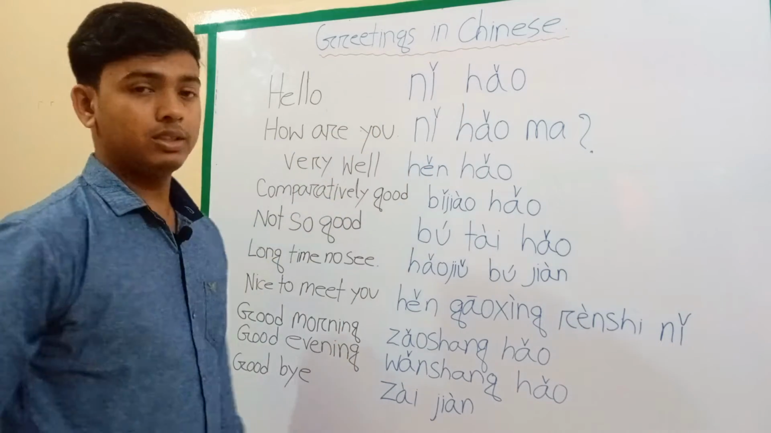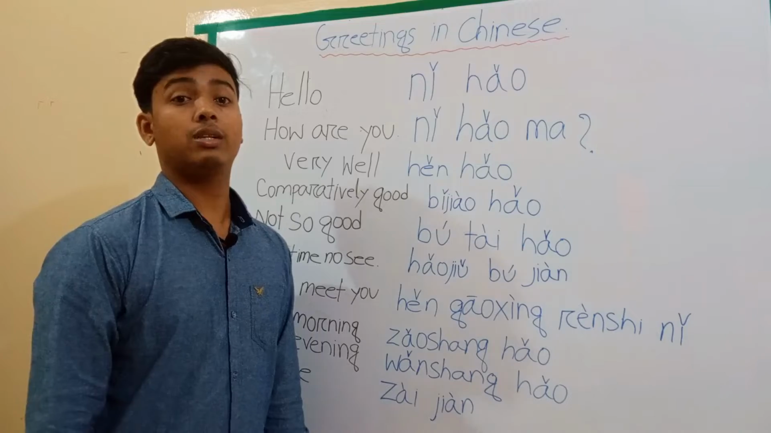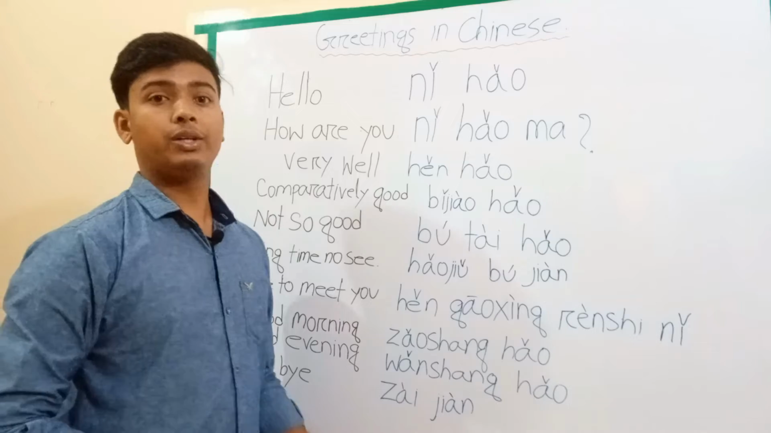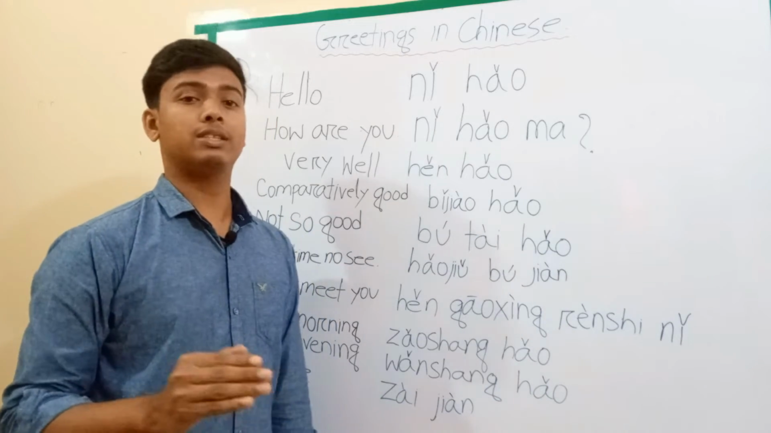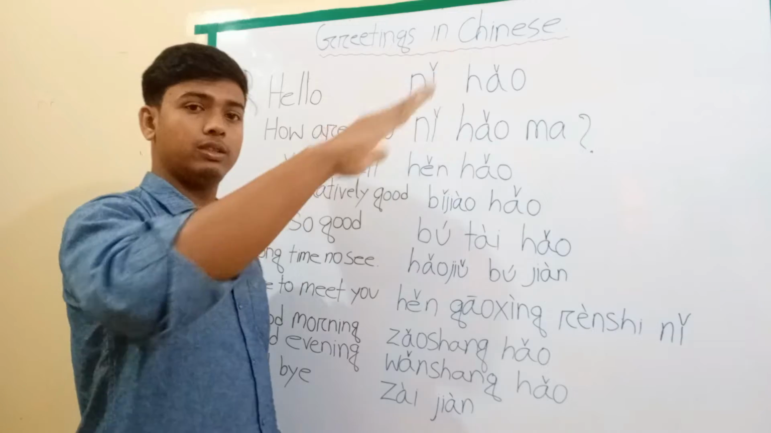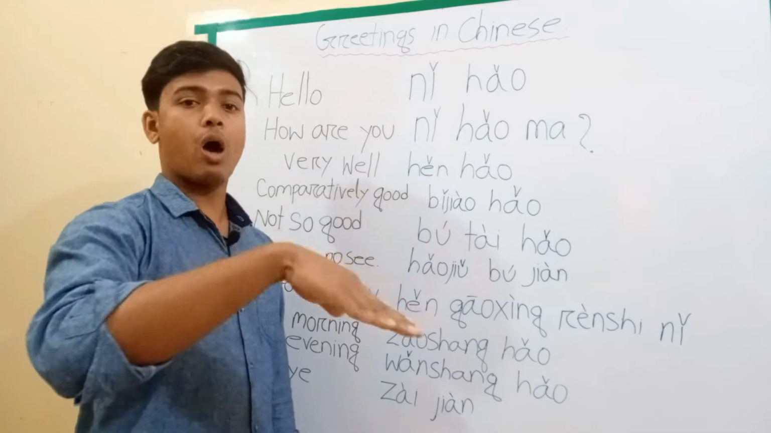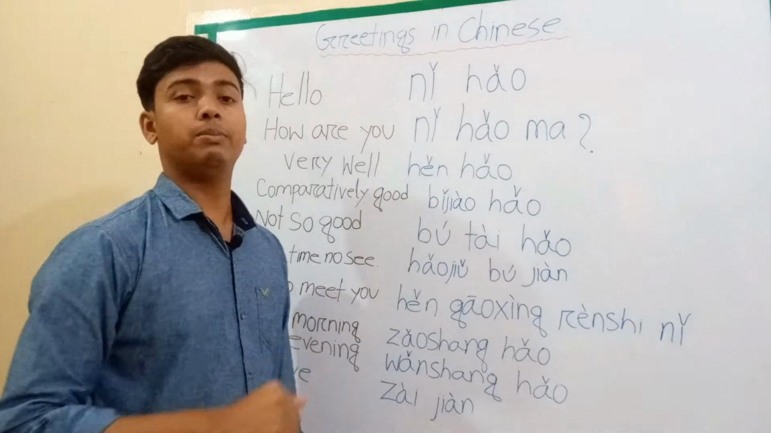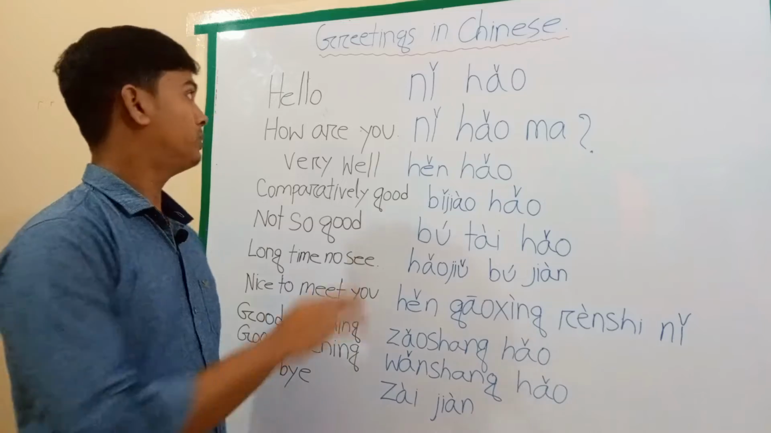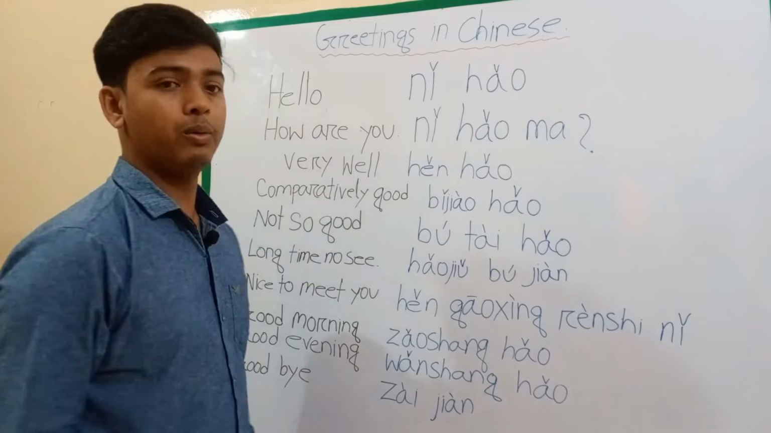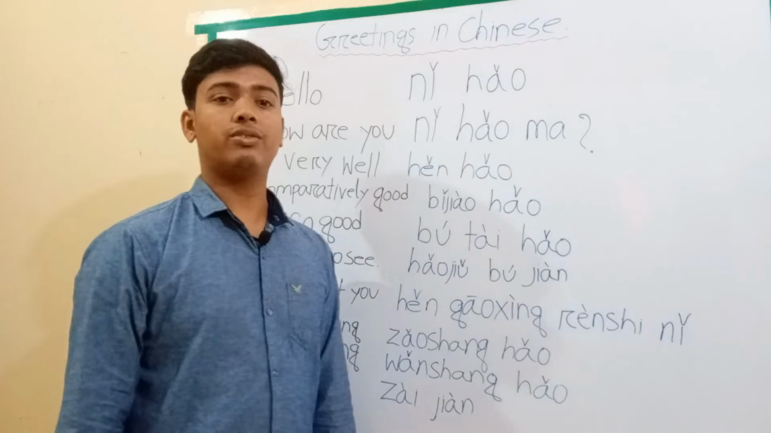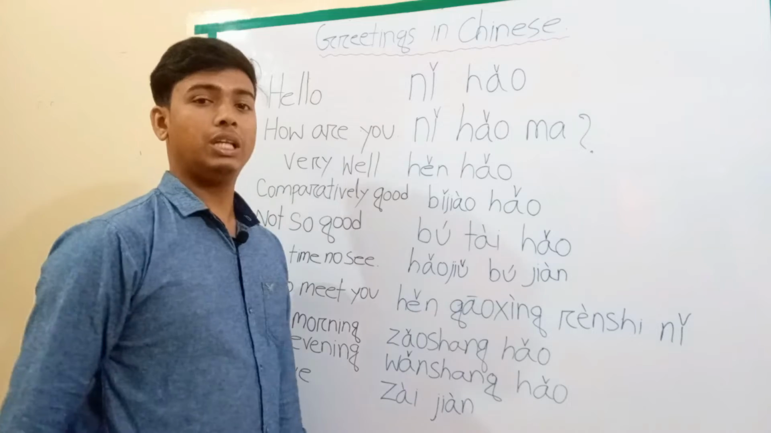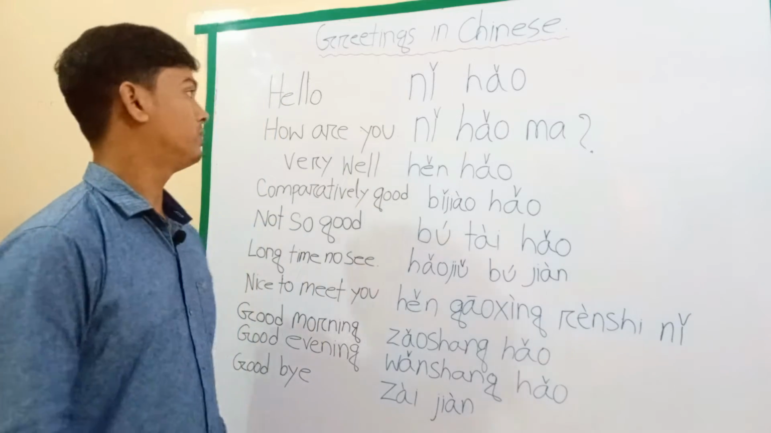In Chinese, we say Nihao, which means hello. Ni is third tone. Always remember the tone, because Chinese is a tone language. Ni means you, hao means good. When we put it together, it means hello. Please repeat after me, then it will be easy for you to understand. Ni hao. Hello.